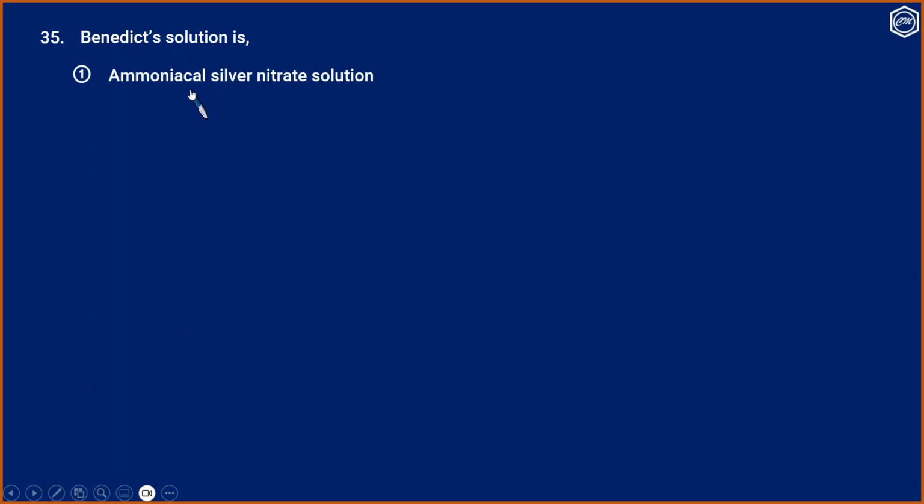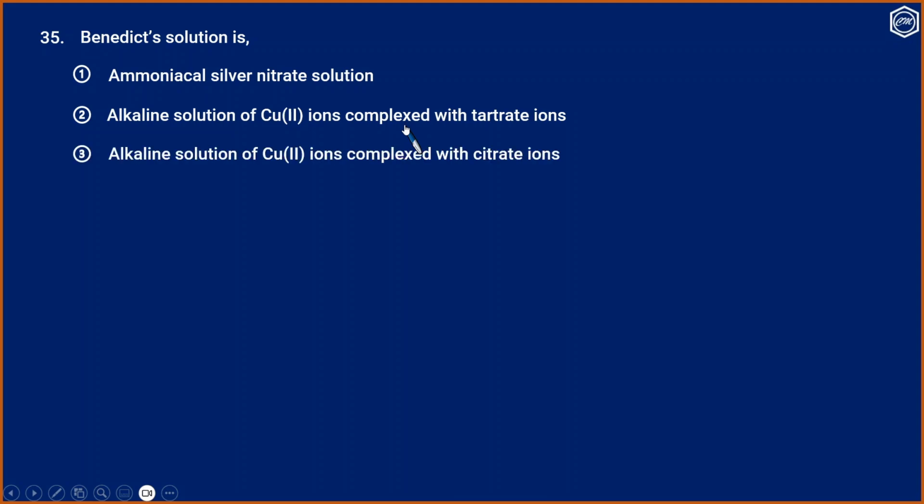Benedict's solution is: 1. Ammoniacal silver nitrate solution, 2. Alkaline solution of cupric ions complexed with the tartrate ions, 3. Alkaline solution of cupric ions complexed with the citrate ions, 4. Alkaline KMnO4 solution. Benedict's solution is an alkaline solution of cupric ions complexed with the citrate ions. And option 2 is the alkaline solution of cupric ions complexed with the tartrate, and that is Fehling's solution.